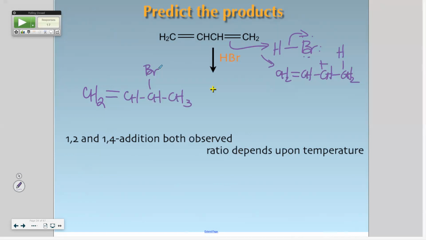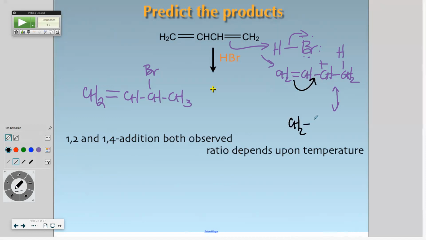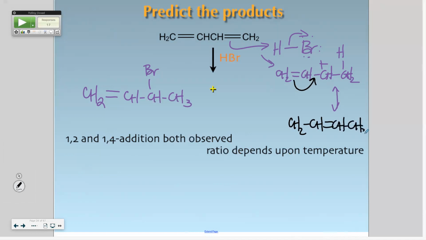Okay. What else can that carbocation do besides have bromine add to it? It can do resonance, right? So if you do resonance on this, you're going to get the double bond moved over, okay? And bromide will then add to that allylic carbocation.